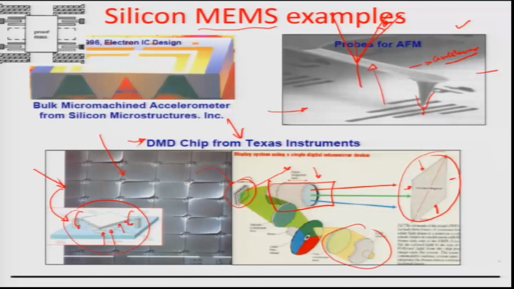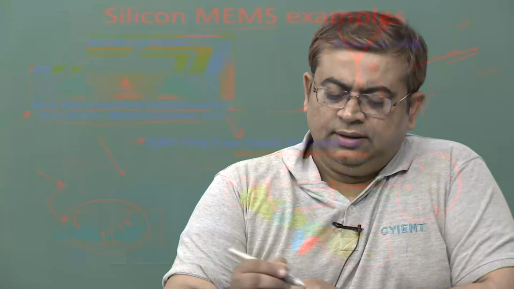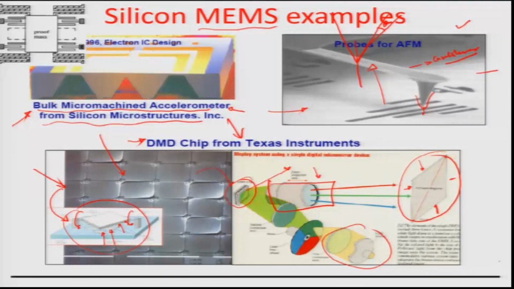There is yet another example which is very commonly used in all safety devices mounted within automotives, and this is the bulk micro machined accelerometer from Silicon Microstructure, which is a company which was formulated to address this issue of airbag actuation within automotives. So, in this particular example, in the accelerometers, there is a proof mass, and if I looked at sectionally how this proof mass would look like, it is something like this.